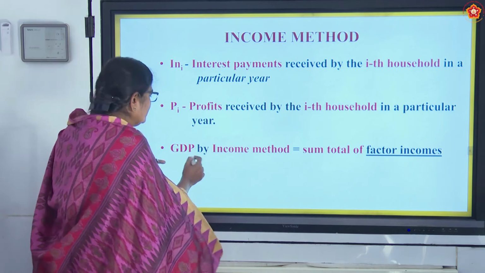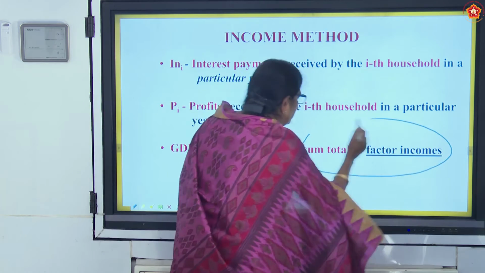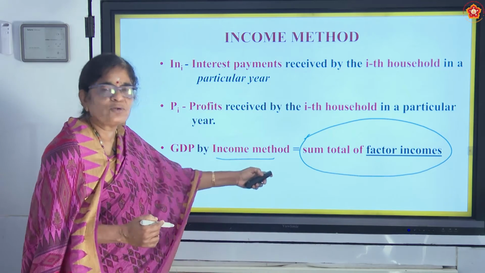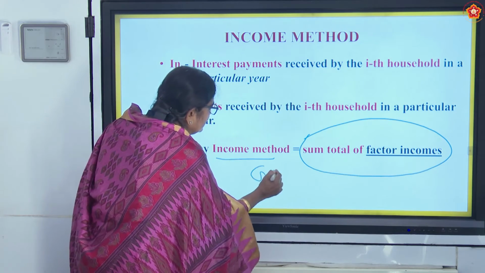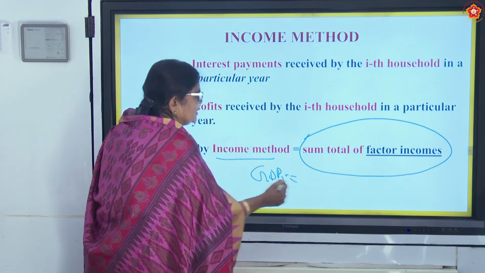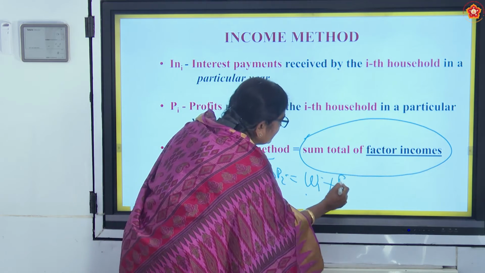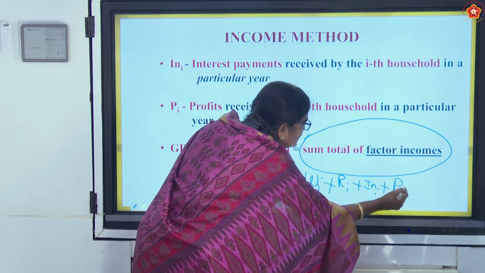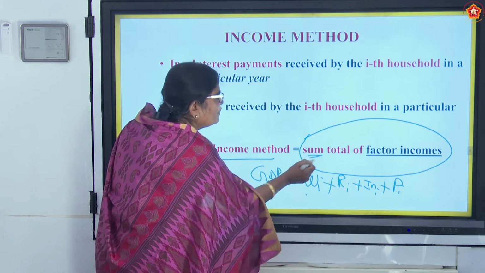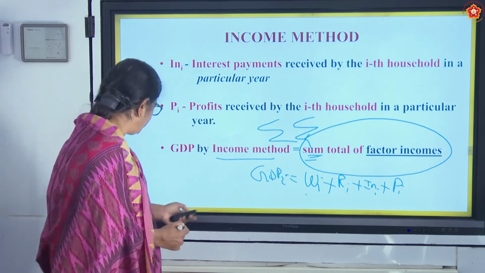And GDP by the income method is nothing but the sum total of factor income. What is the sum total of factor income for the ith household? If we take the GDP of the ith household, what is that? WI, factor income added: wages added, rent added, interest added, and profit added. Sum means addition, summation. You are summing up.